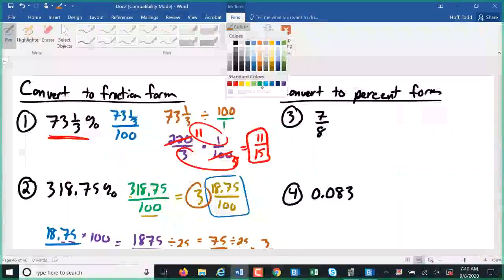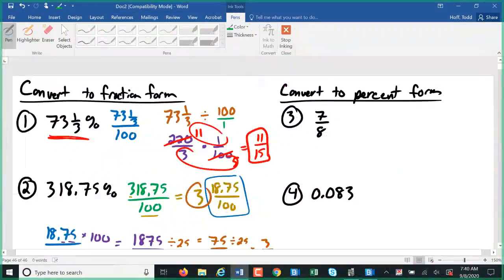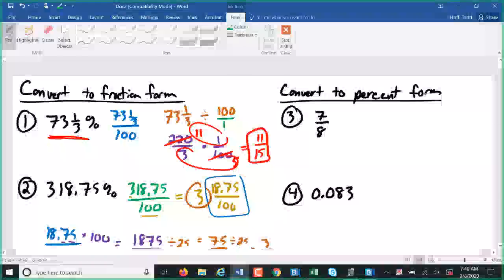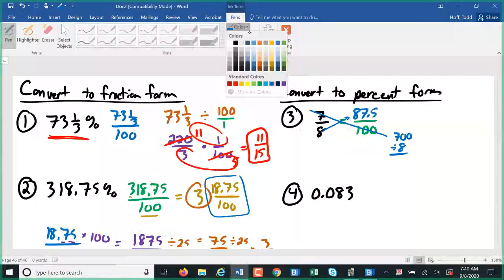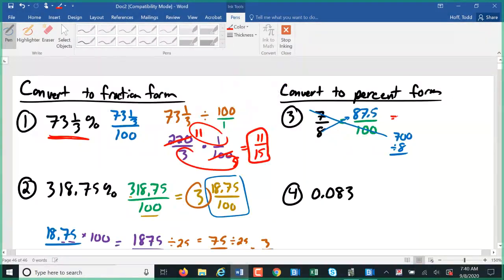Now going the other way, going from a fraction or decimal back into a percent. Number 3 here, 7/8, that's 7 out of 8. We want that to be out of 100. And we'll cross multiply. 7 times 100 is 700. Divide by the number that's diagonal to the missing number. Gives us 87.5 out of 100, or 87.5%.